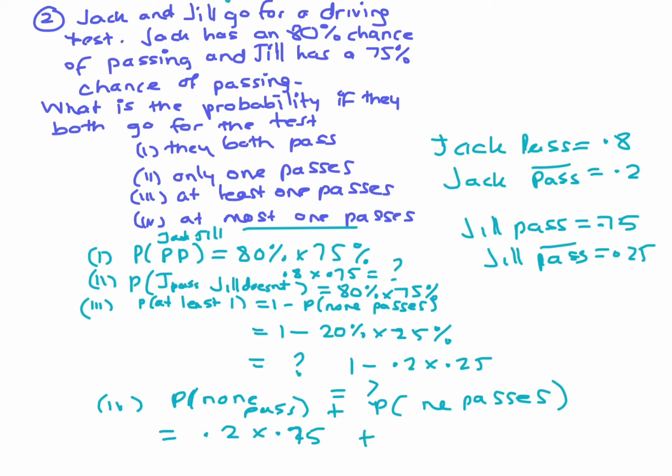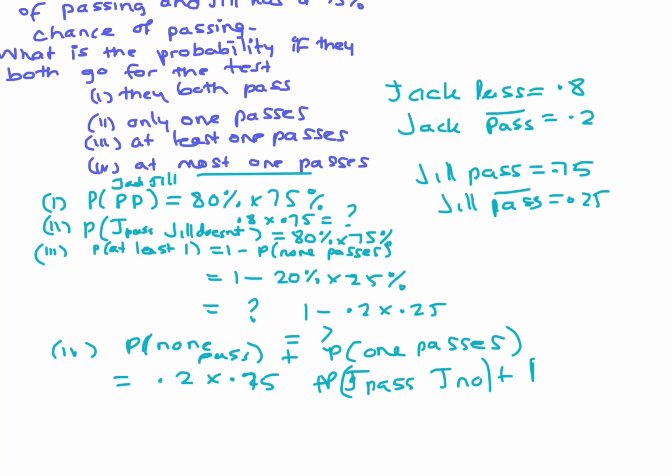Okay, so the other thing is if at most one passes, you don't want two of them passing. So we could have Jack passes and Jill no, or you could have Jack is a no and Jill is a yes.